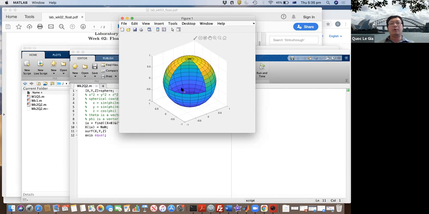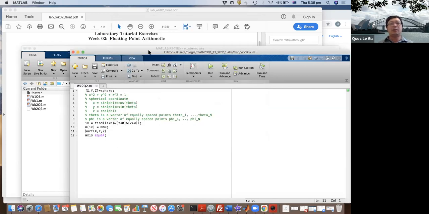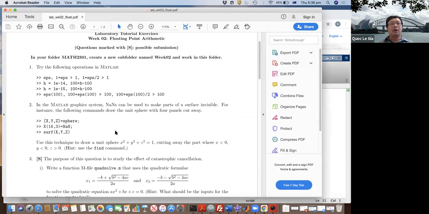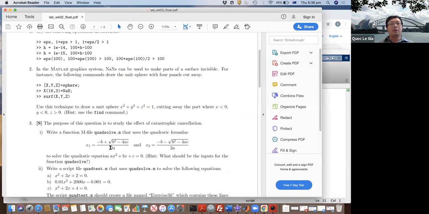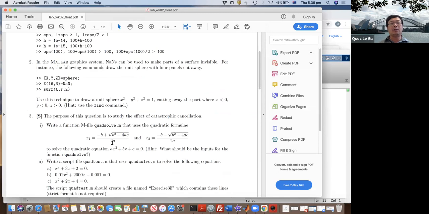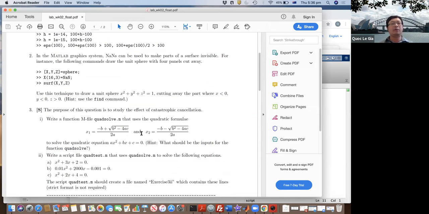Okay. So any more questions, comments? It's okay, right? Okay, so we move on. So now the next question is how to solve a quadratic equation using the quadratic formula.